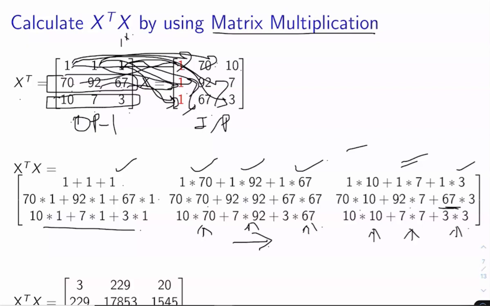So this is the result of all these addition operations I have written here. And this is nothing but the multiplication of xt by x. So this is the output of the second step.